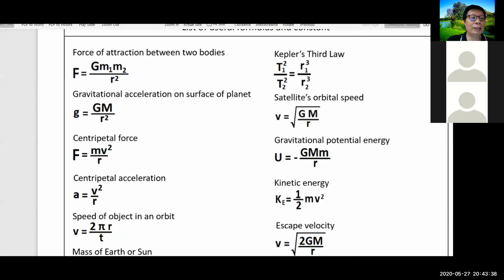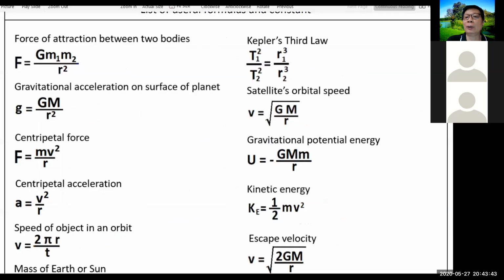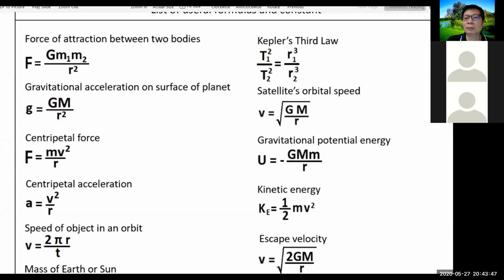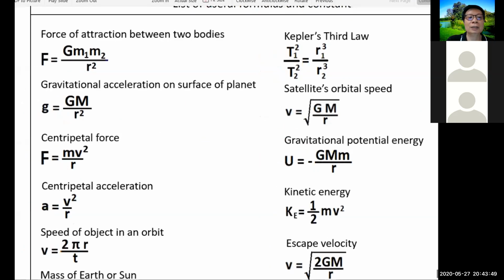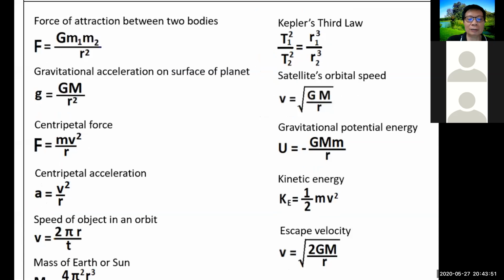Class, when you look at here, the whole chapter 3, right? You are going to focus on all these important formulae only. You all remember all these formulae or not? Your whole chapter 3.